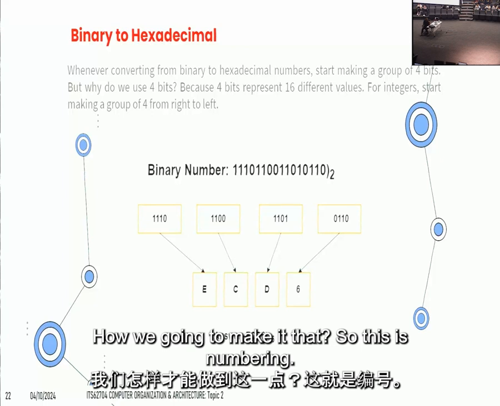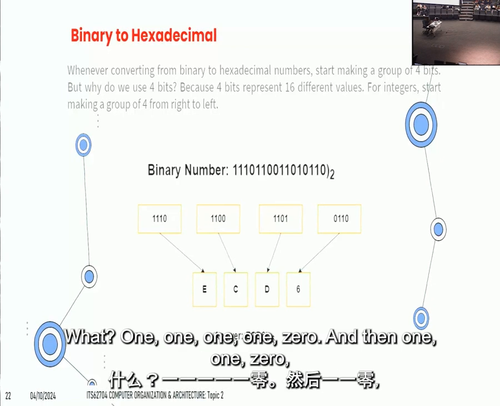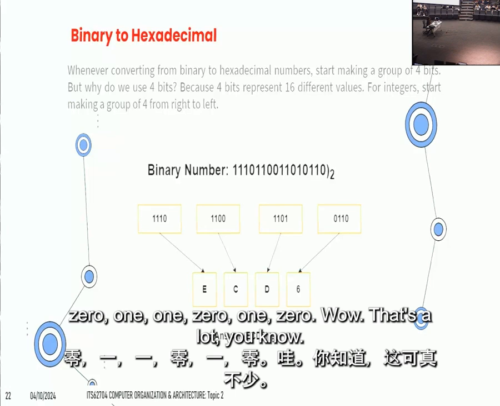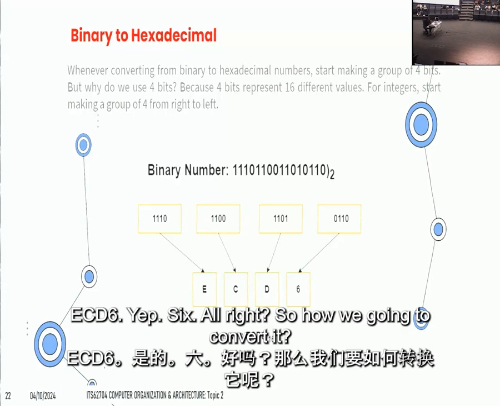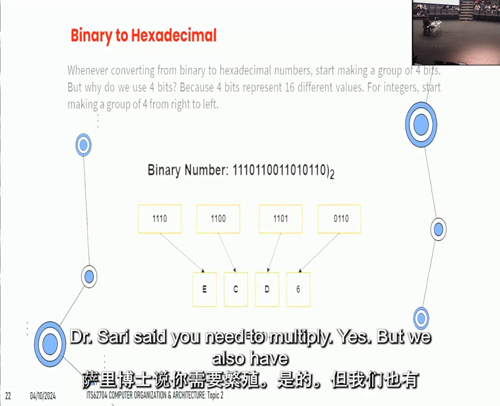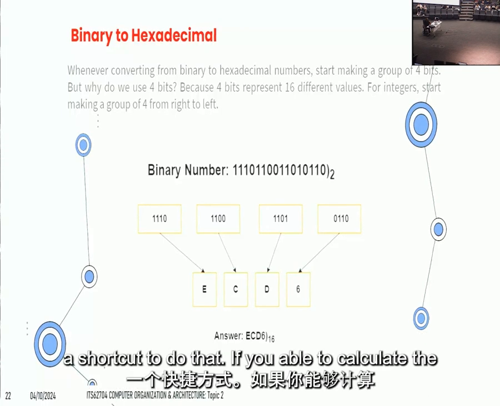So this is the numbering: 11110, and then 1100, 11010. Wow, that's a lot, you know. And that numbering you see in the binary is representing ECD6. Is it? Yeah, 6. All right, so how are we going to convert it? Dr. Sari said you need to multiply. Yes, but we also have a shortcut to do that.